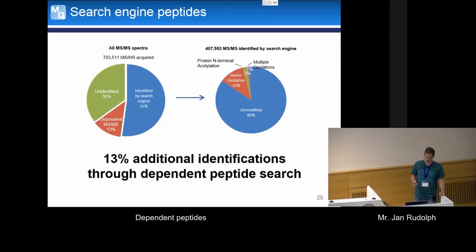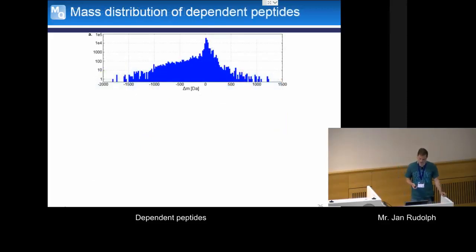So here in the pie charts, you see the different identifications. And you can see that exactly 52% are identified by the standard search, which are mostly unmodified peptides. So this is as you expect: unmodified peptides and exactly the modifications that you specified in the variable modifications. So 13 additional percent can be identified by dependent peptide search, and so we will take a closer look at what kinds of modification we can find there.